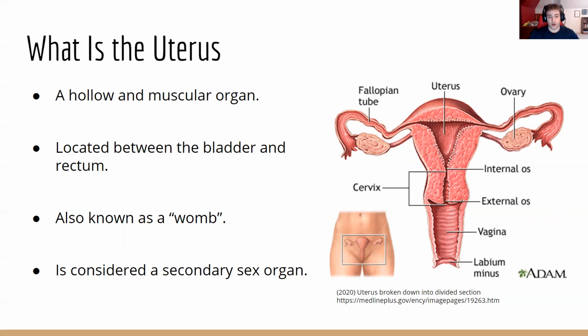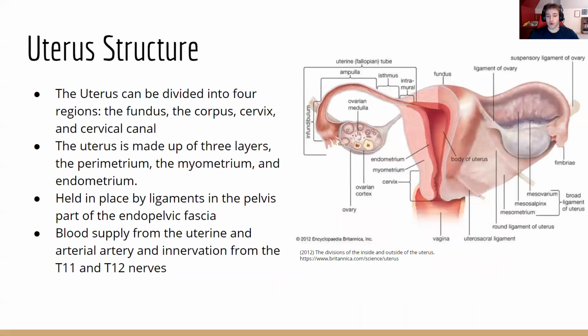Next is the uterus structure. The uterus can be broken down into four divisions. Beginning with the fundus, as seen in the diagram at the top here, and opposite of the cervix here, the fundus has a broad, curved upper area in the location of which the fallopian tubes connect to the uterus.